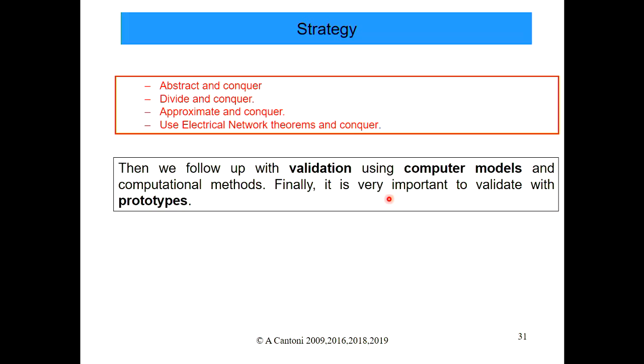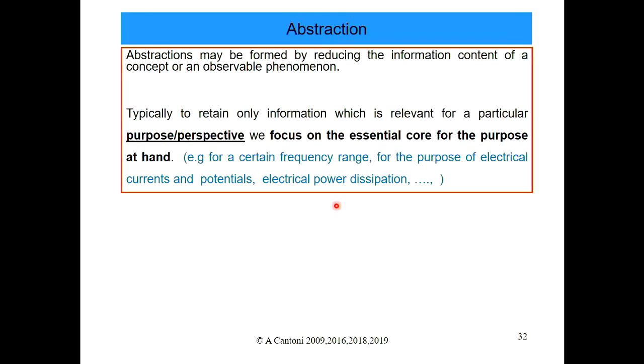Generally, after we've done some initial simplified analysis, we'll often use computer models to verify that, and finally we generally need to validate with some sort of prototype. Abstractions may be formed by reducing the information content of a concept or an observable phenomenon, and as I said, we typically only want to retain information that's relevant to a particular purpose or perspective. Focus on the essential core for the purpose at hand, for example, maybe just a certain frequency range, certain electrical power dissipation, etc.